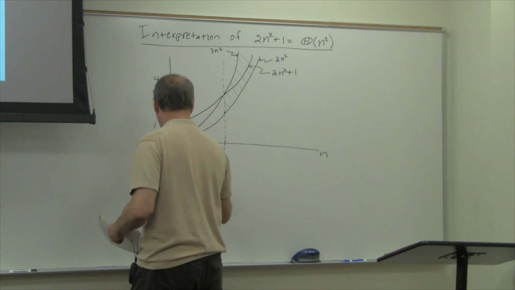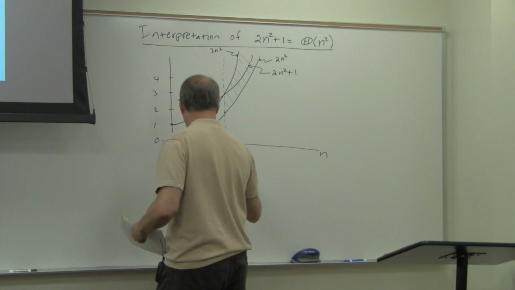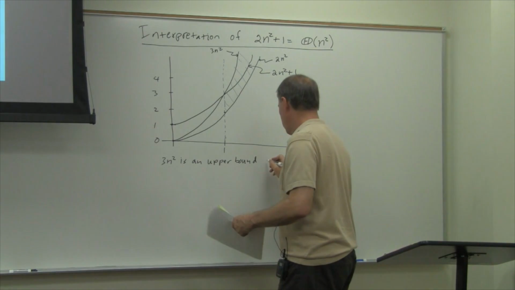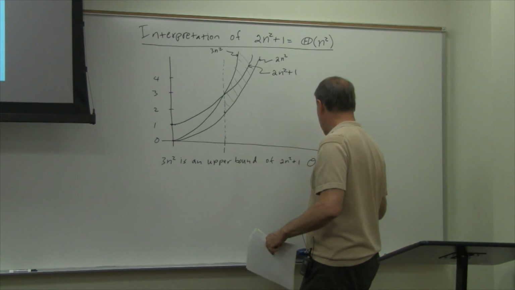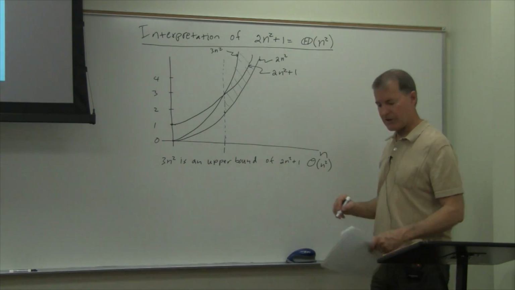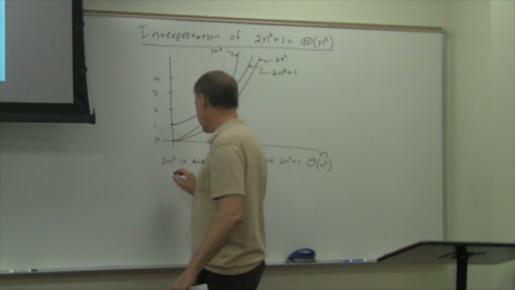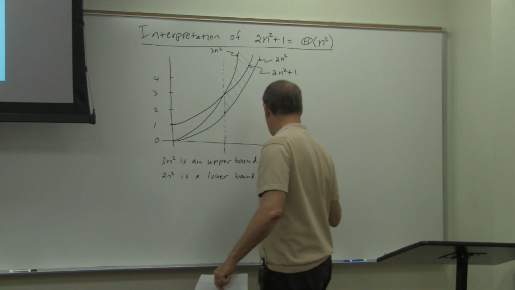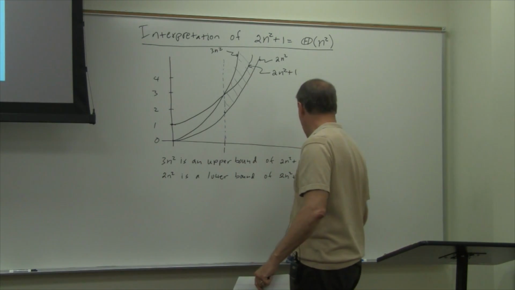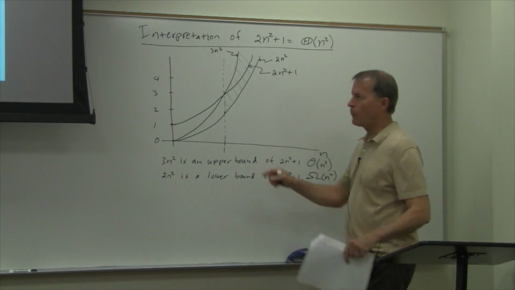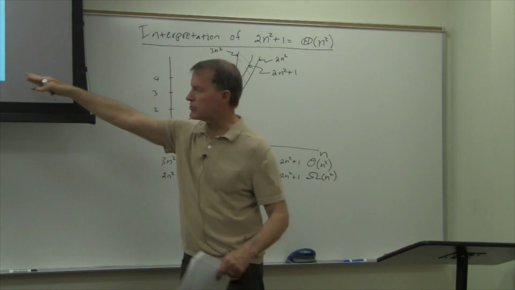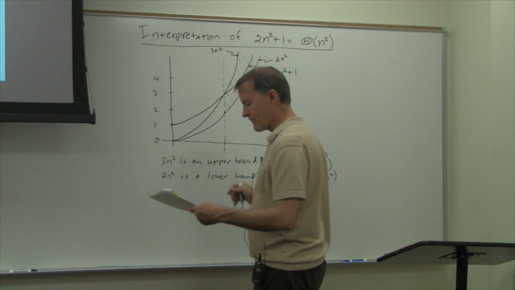3n squared is an upper bound of 2n squared plus 1. So that means that's big O of n squared, right? But then 2n squared is a lower bound of 2n squared plus 1. So that's big omega of n squared. And so our interpretation according to G.6, what we have is the following.